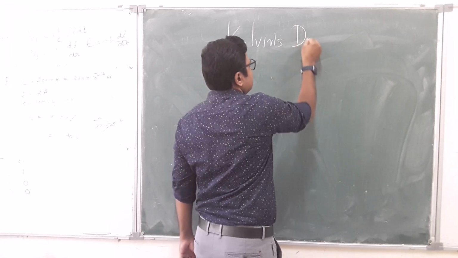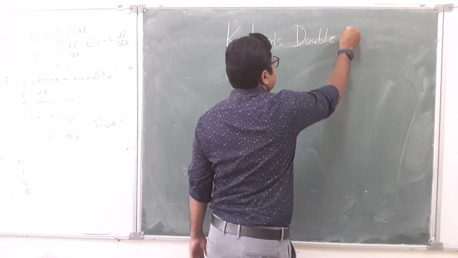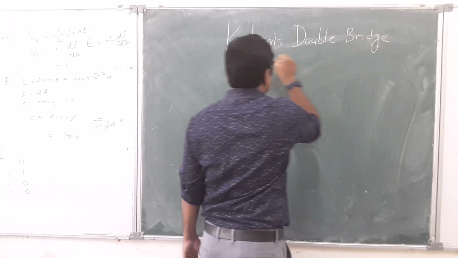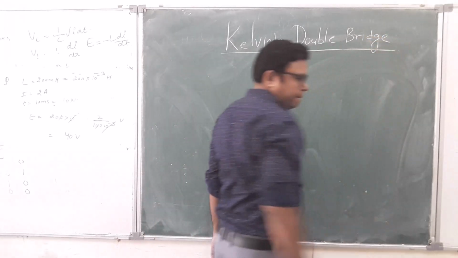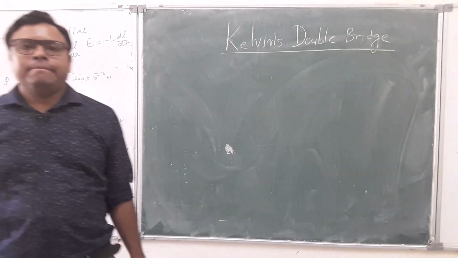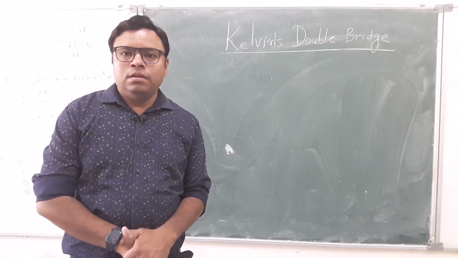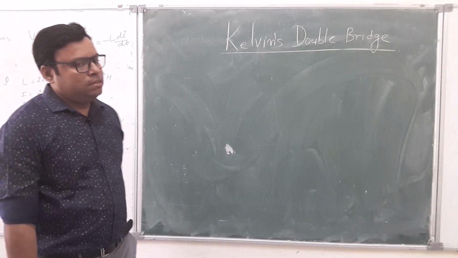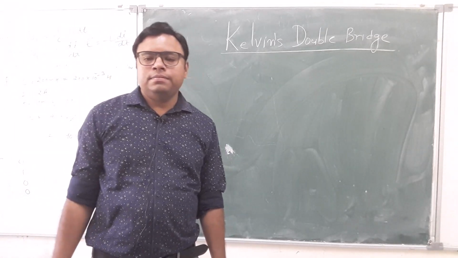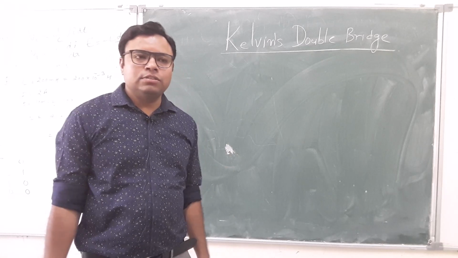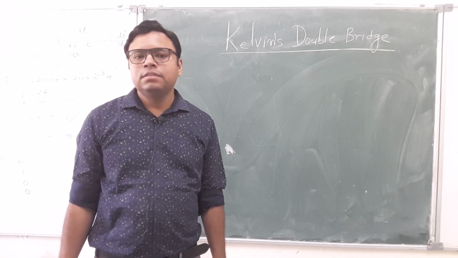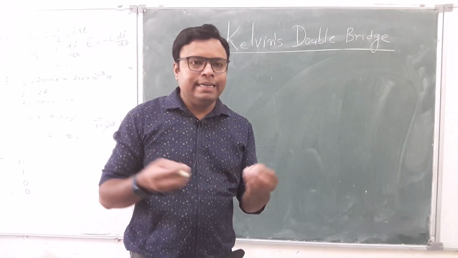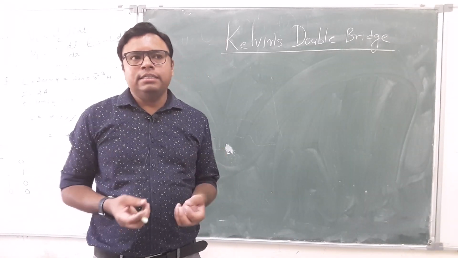Kelvin's double bridge. Kelvin's double bridge. So what is a Kelvin bridge? Last class you have learned what a Kelvin bridge is. A Kelvin bridge takes into account the resistance of the connecting leads and the contact resistance.